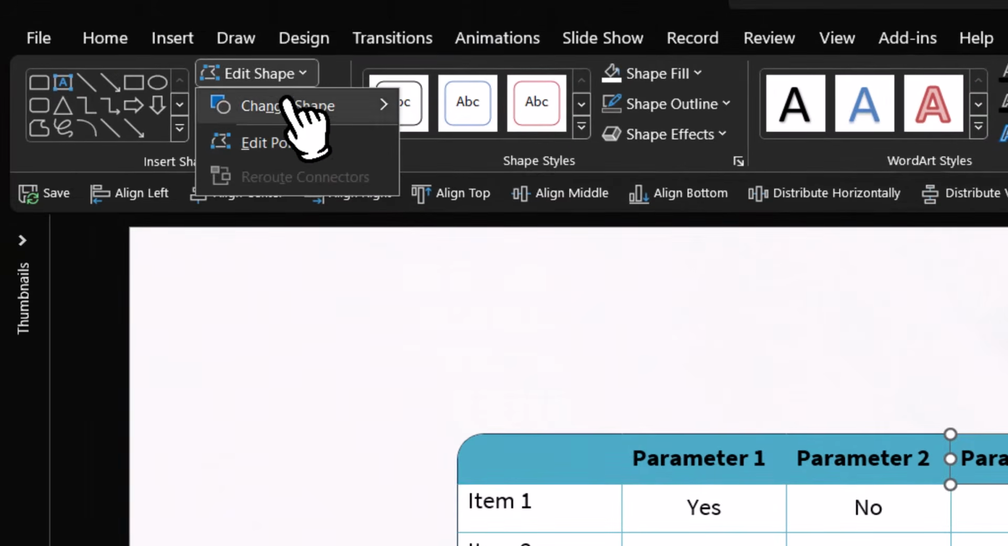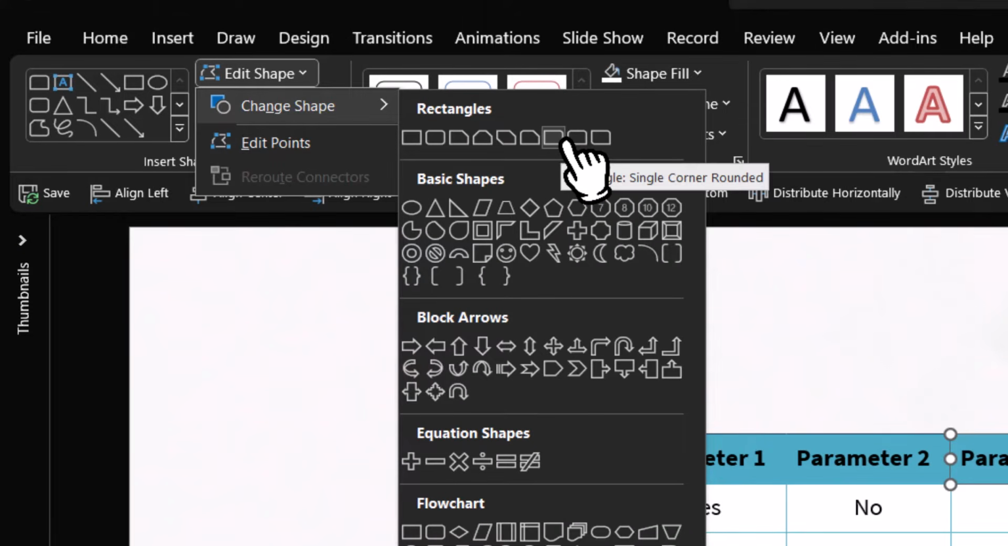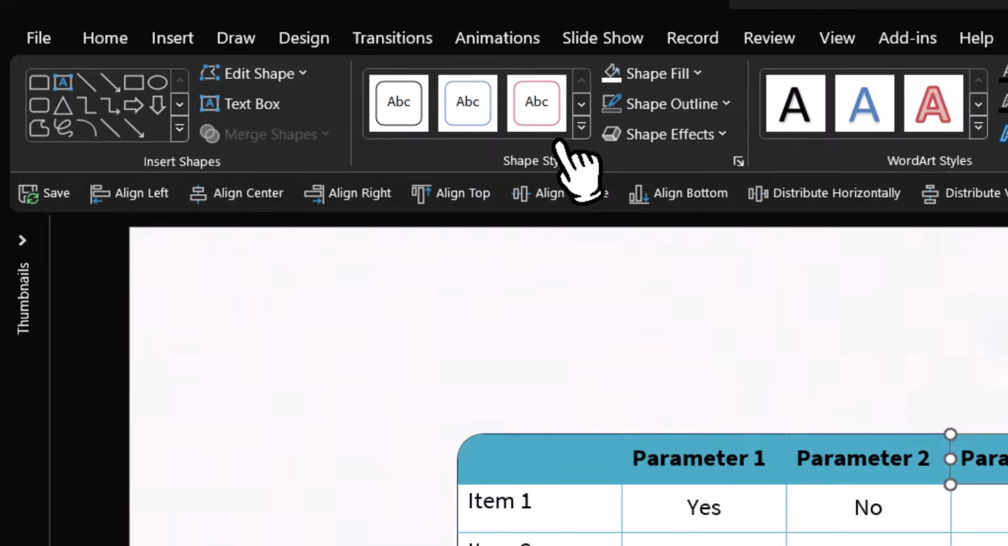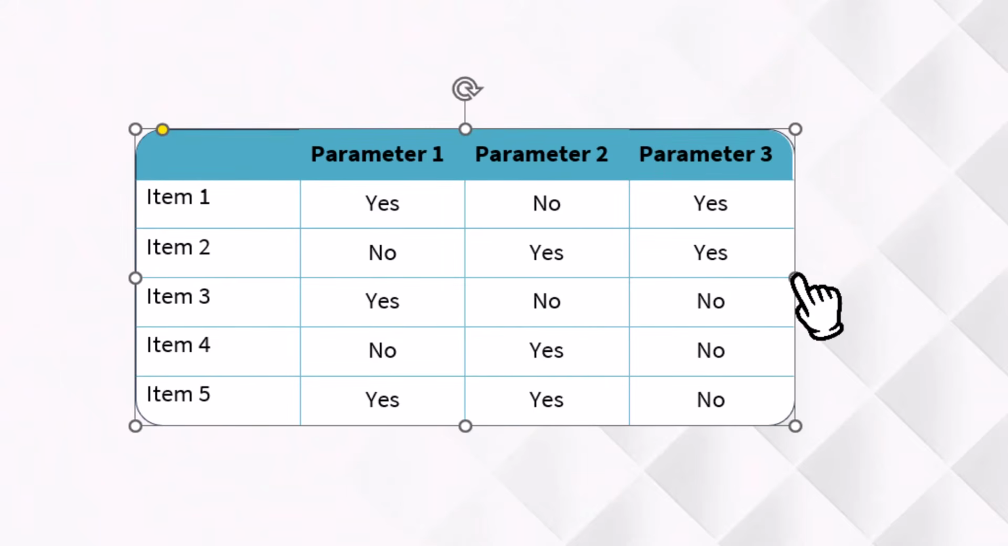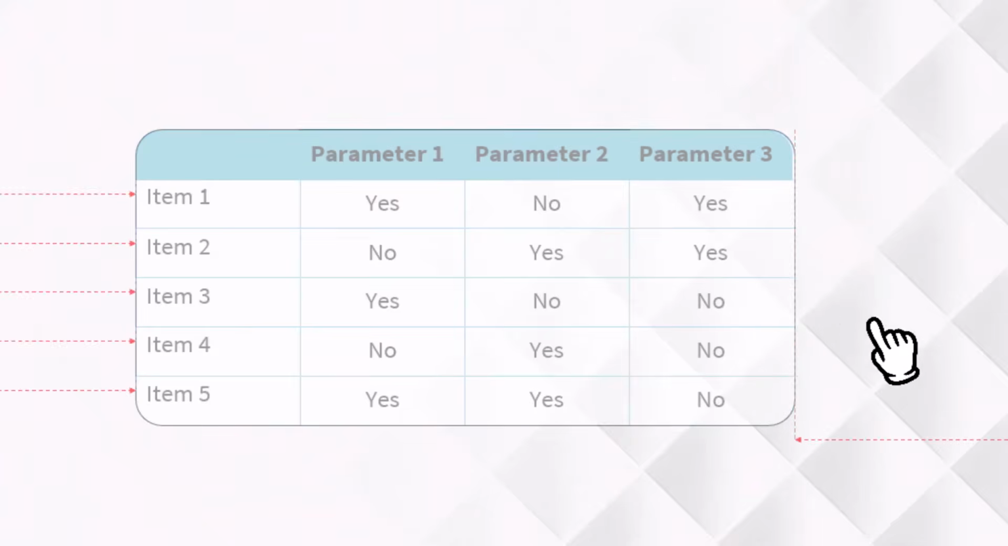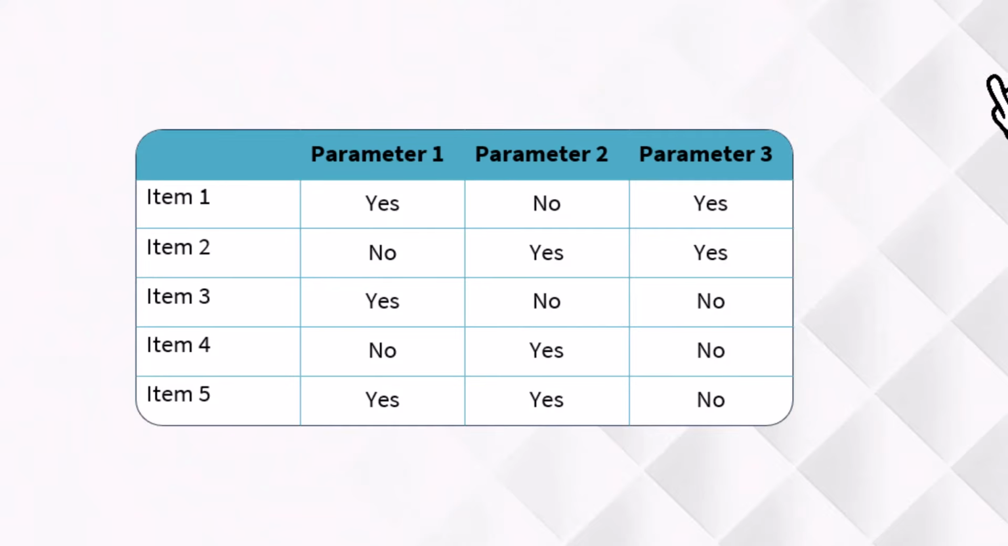Go to Edit Shape, Change Shape and use this third option from the last called Single Corner Rounded. Now it is properly in the right place. So I'm going to use the curvature like so and then make sure that this outer edge is properly aligned. Now we have a beautiful table with rounded corners.